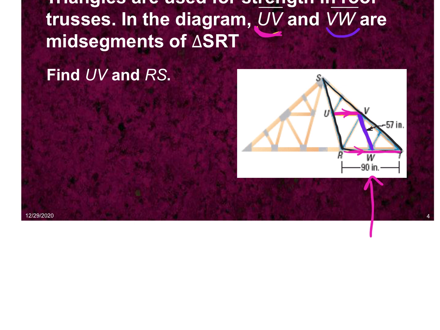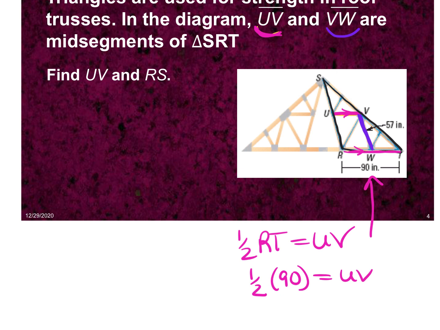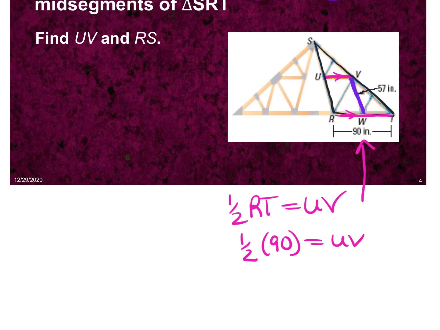So here, since they gave me RT, I could either multiply RT by a half, and that'll give me the length of the midsegment, or again, think of it as divide by 2. So RT was 90. To get the length of UV, multiply by 1/2 or divide by 2, and the length of that midsegment, UV, is going to be 45.